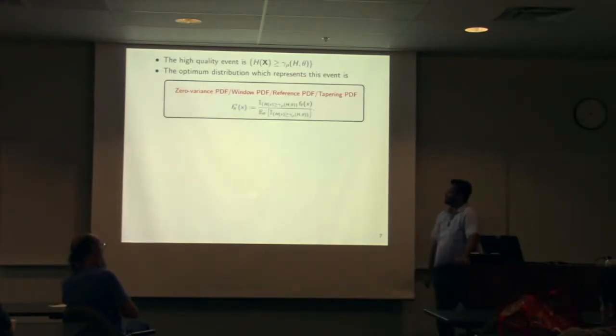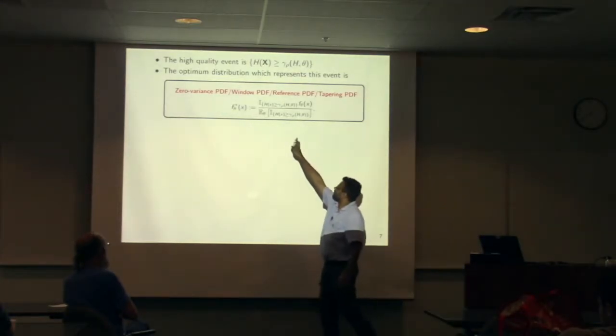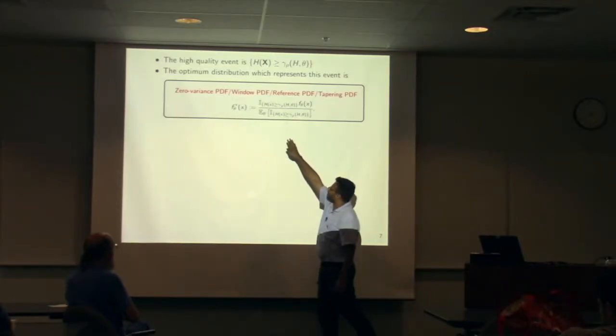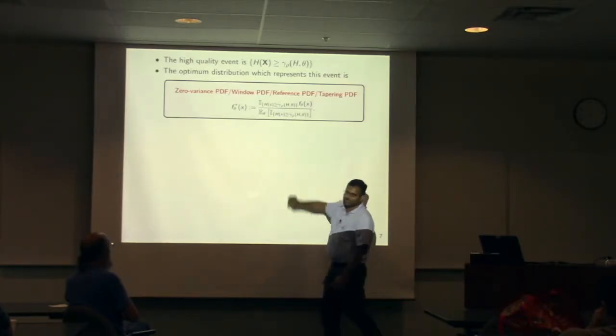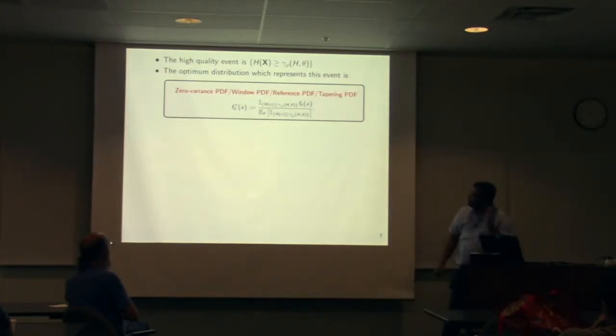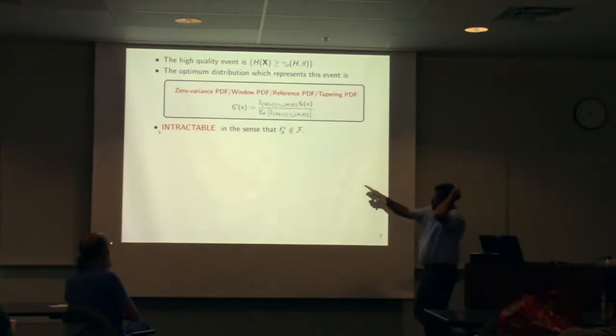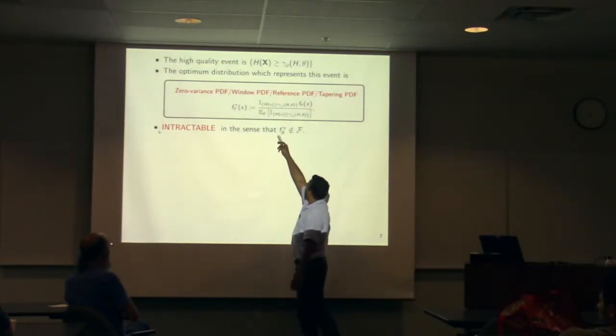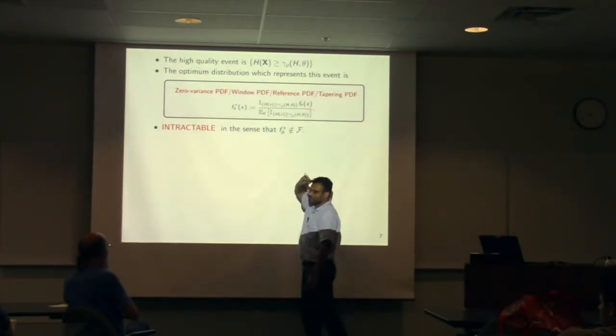So you have this thing. This is good. This is the one which has 0 variance over this event. We have the high quality event. We have the distribution which has 0 variance over this event. The next thing is, but this is intractable. Why is it intractable? Because this distribution may not belong to the class of functions we are considering.